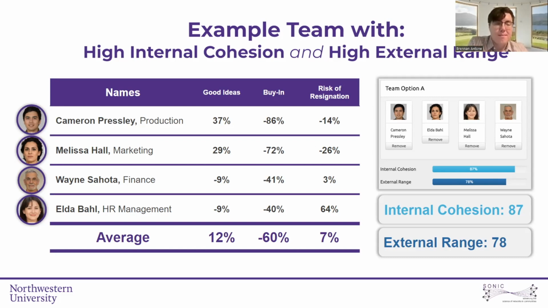And so usually we'll show people this kind of case. We have a very good score on internal cohesion and external range. But if we take a look at the individual level factors, the buy-in for all those 4 people is kind of low. So this is also an educational opportunity for people to think about to what extent we should take into account the information from the dashboard itself, and how to weigh those criteria.